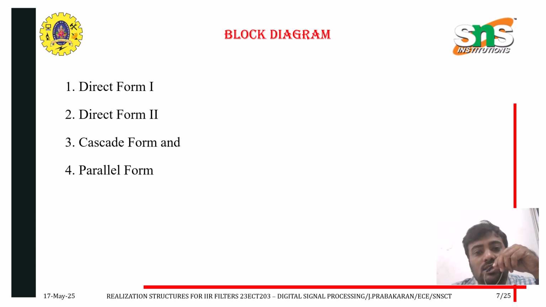In digital system processing, infinite impulse response filters can be realized using different structures based on their transfer function. These structures affect performance, resource usage, and stability. Here are the most common realization structures for IIR filters, that is direct form 1, direct form 2, cascade form, and parallel form realization.